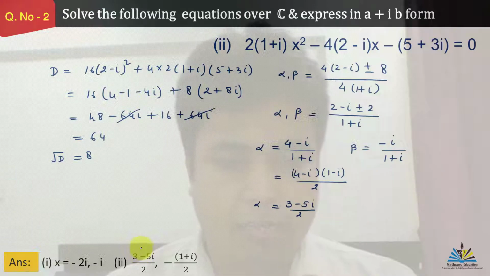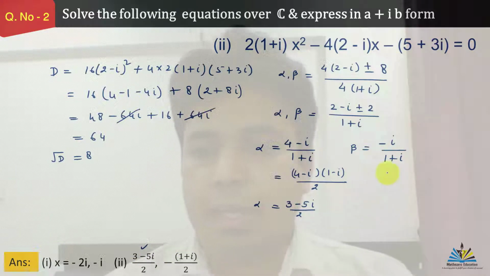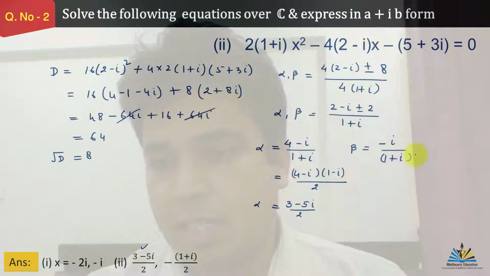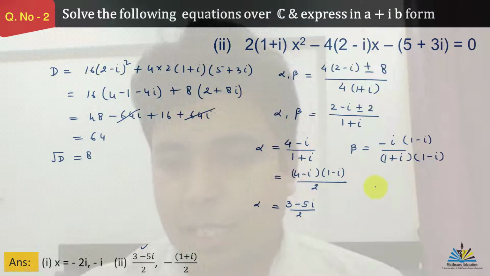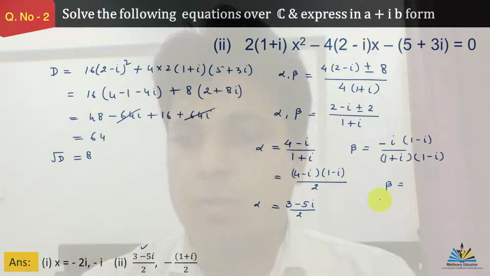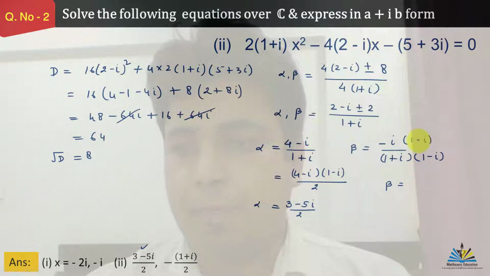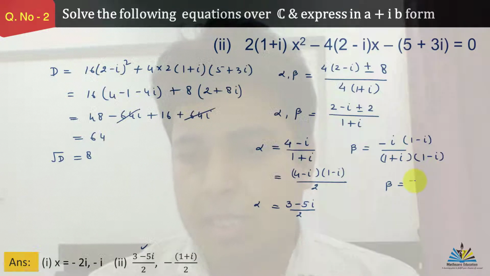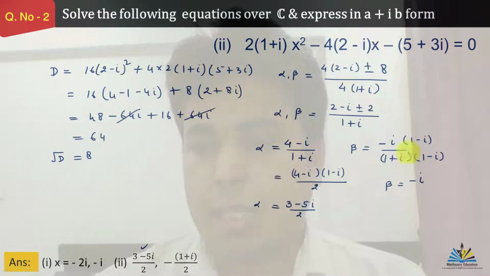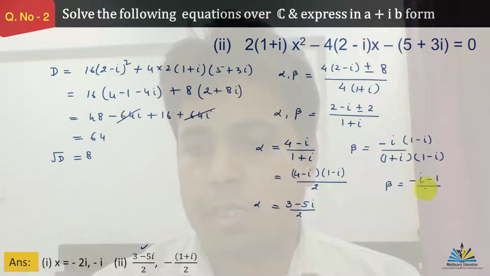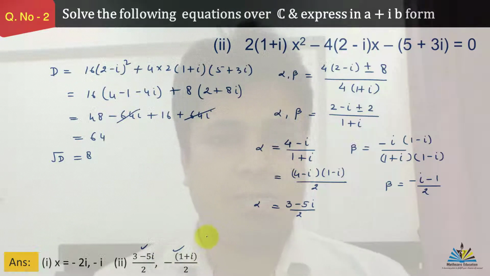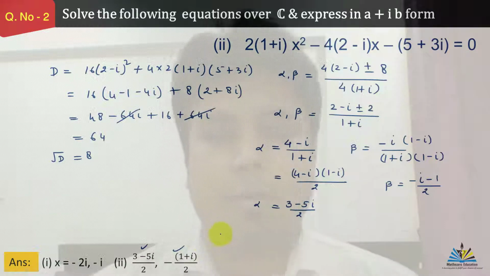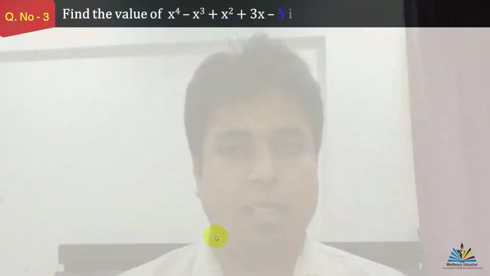So you are getting the first root here, and if we multiply 1 minus i in this, then we will get beta equal to minus i plus i square, that is minus i, and plus i square, that is minus 1 upon 2. So you can observe this is the other root for this question. So let's move on to another problem. Problem number 3.